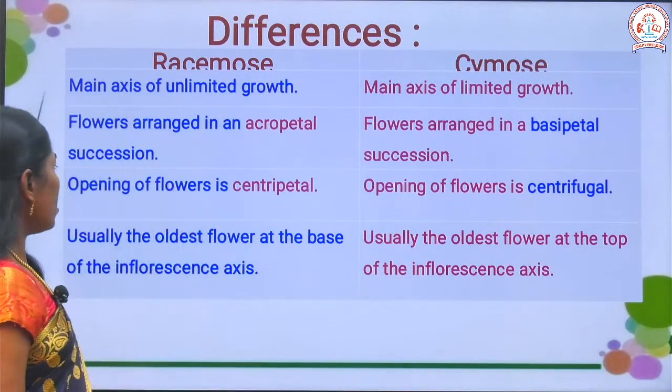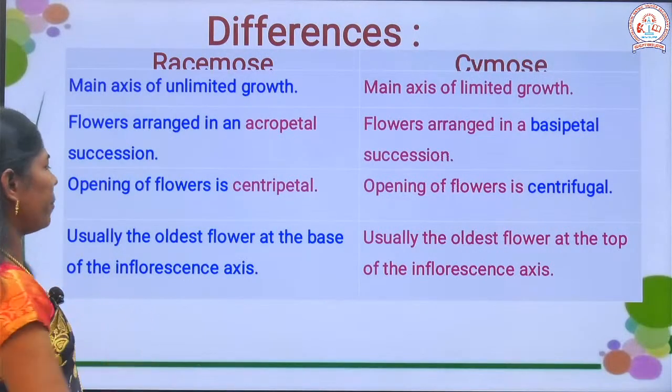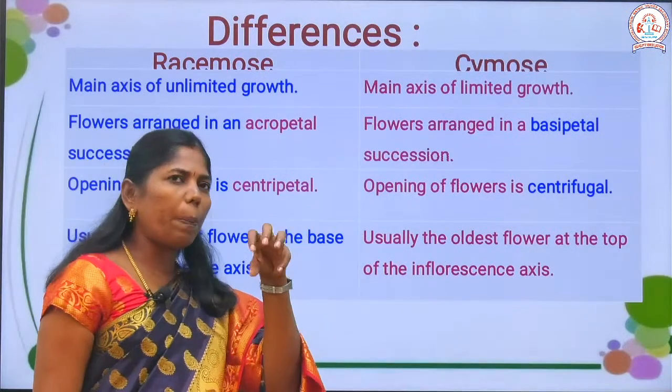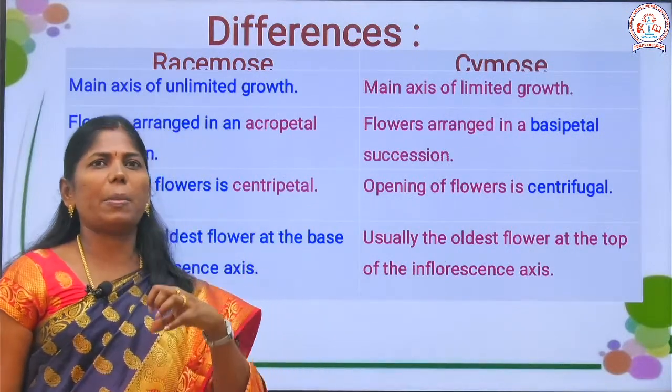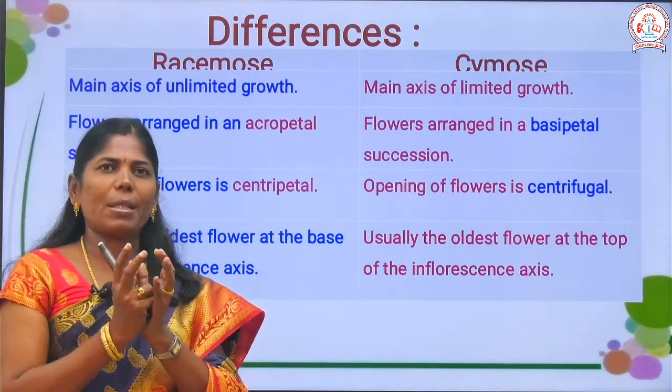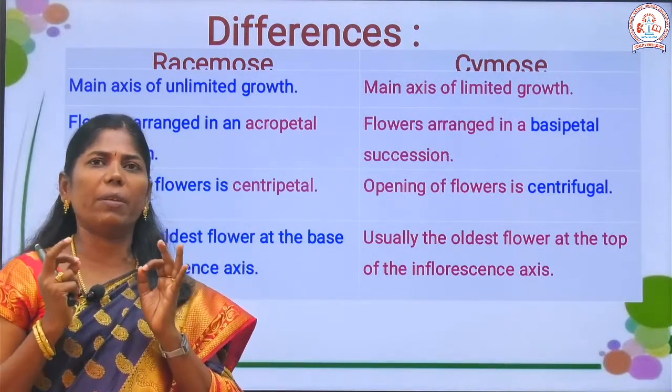Usually the oldest flowers are at the base of the inflorescence, as we already studied. But here the older flowers are at the top of the inflorescence. That center we call the top. Okay? So first, the top has the older flowers. If you remember jasmine, it is very, very easy.